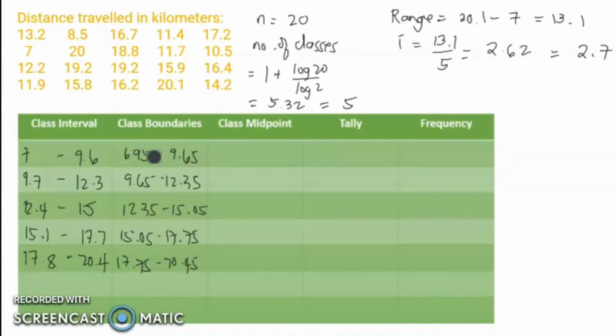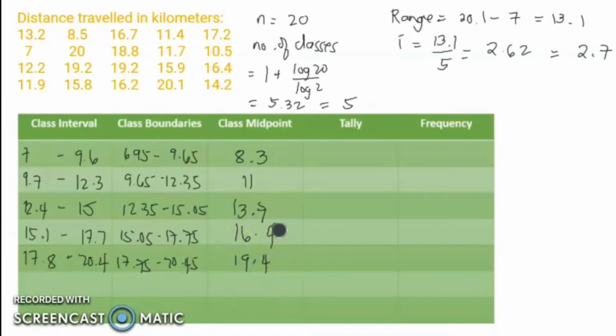Class midpoint again. So, the upper limit of that class plus the lower limit of that class, divided by 2. So, 7 plus 9.6 divided by 2. That is 8.3. The same goes with the other ones. Just add the upper and the lower limit divided by 2. So, that's 11. Next will be 13.7. The next one will be 16.4. And the last one will be 19.1.